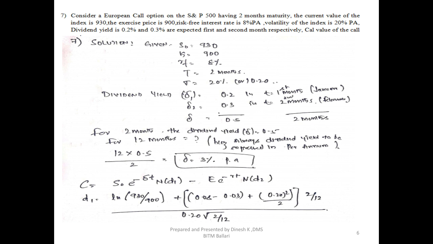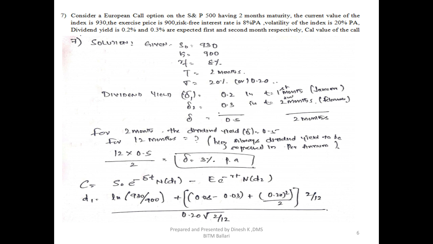That is, the first dividend of 0.2 is expected in the first month. Let's assume it is January. The second dividend, which is 0.3, is expected in the second month. Let's assume it is February. So January plus February will be equal to 2 months. Just do not get confused. First and second month is equal to 2 months, not 3 months. For 2 months, the dividend yield is 0.5, that is 0.2 plus 0.3 is 0.5.